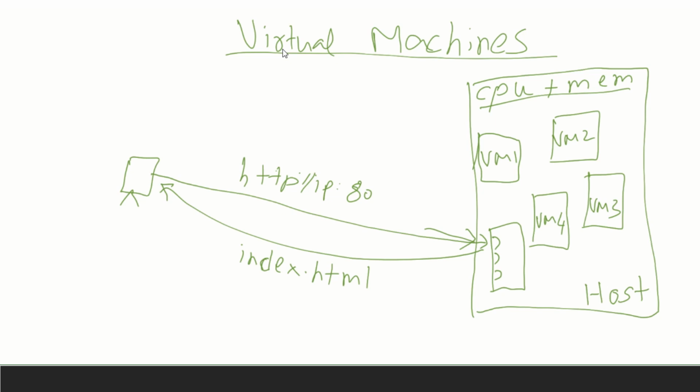From the end user point of view, the existence of the host is transparent. The end user still sends the request to the IP and port of the VM, and the VM would respond with the requested data to the end user. As we can see in this example, a browser running on the PC requests index.html from the VM, and the VM responds with the file from the file system.